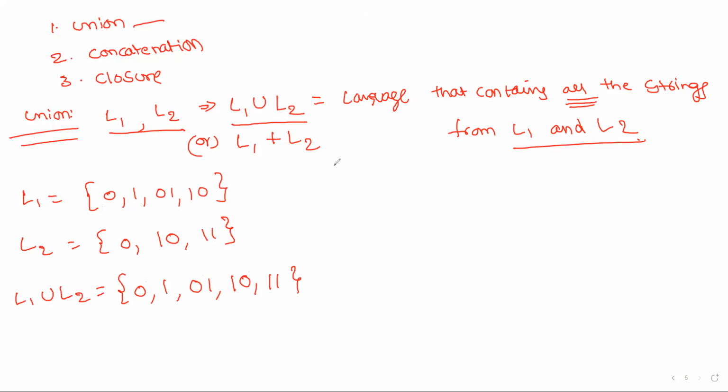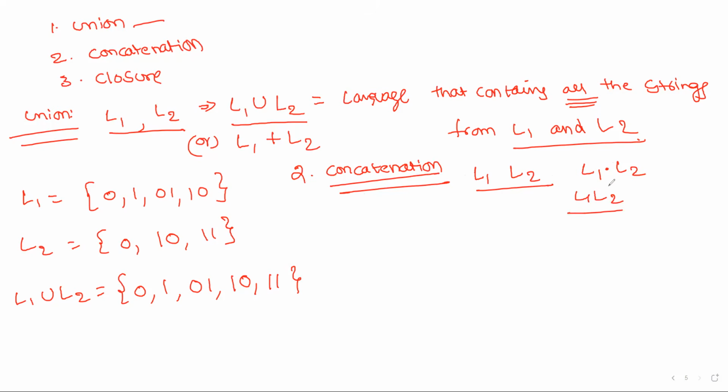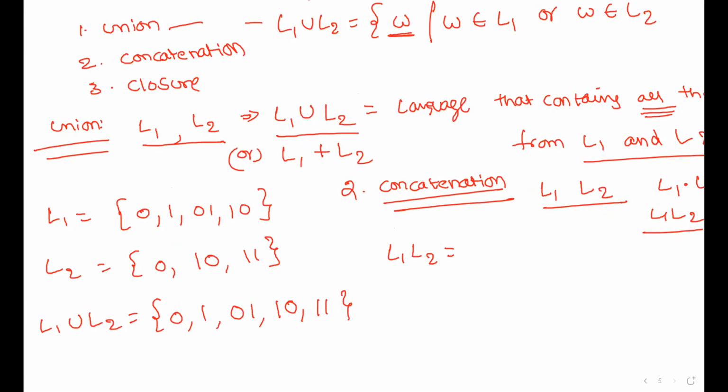Now, after completion of union, what is the second one? Concatenation. The second operation is concatenation. L1 and L2 are the two languages. The concatenation between the two languages is represented as L1 dot L2, or simply we can write L1 L2 also. You can use the dot operation or not at all; it is not required. Sorry, before that I will explain the union notation. L1 union L2 forms a string W, that is, the answer contains a string W such that W belongs to L1 or W belongs to L2.